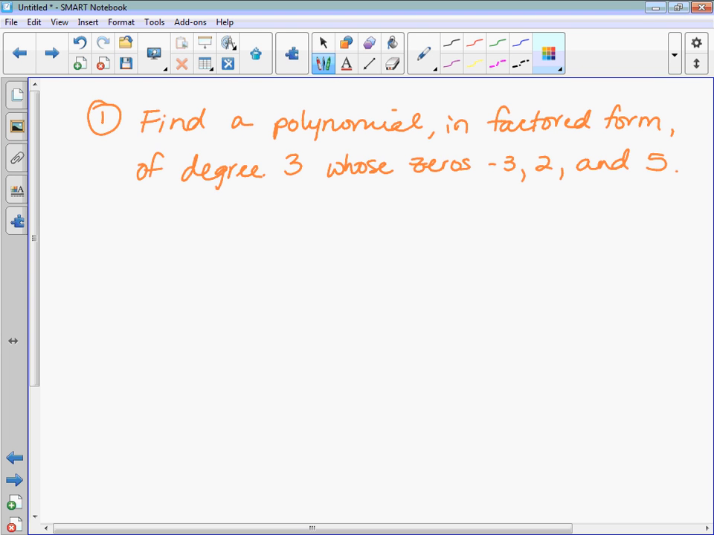Okay, so anytime I'm asking you to write a polynomial or an equation, please start with f of x equals. The degree is 3, and I've given you 3 zeros, so that just means you're going to have 3 factors. If -3 is one of the zeros, what would the factor be that created that zero? X plus 3. What about the 2? X minus 2, and then the 5. X minus 5. Okay, now the direction said in factored form.